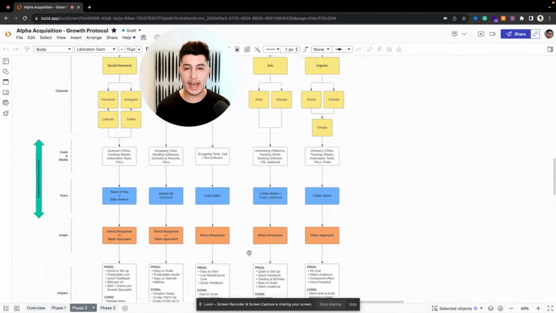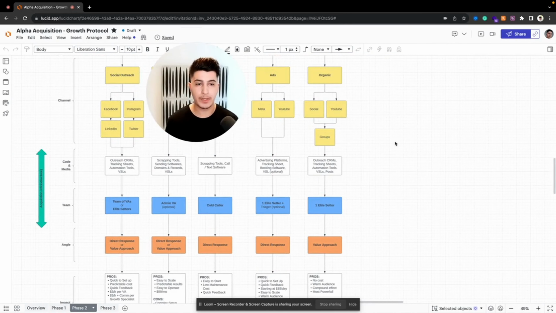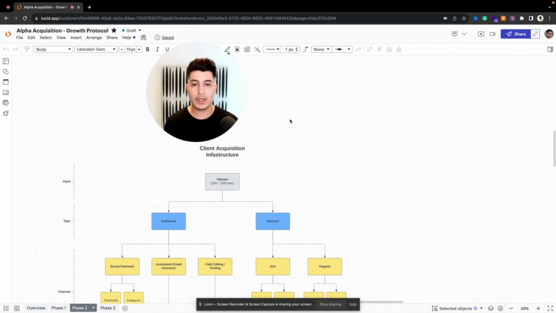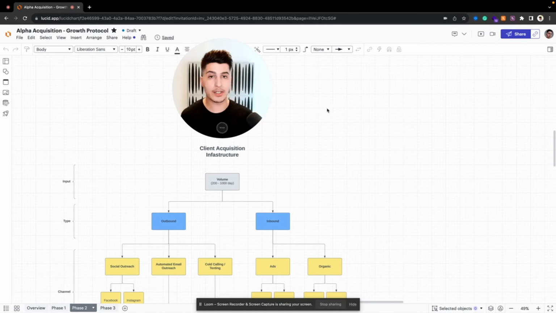It's the same thing. So this is pretty much how we navigate our clients at Alpha Acquisition, our main flagship program, and help them add multiple six figures in 3 to 6 months with our mentorship program.